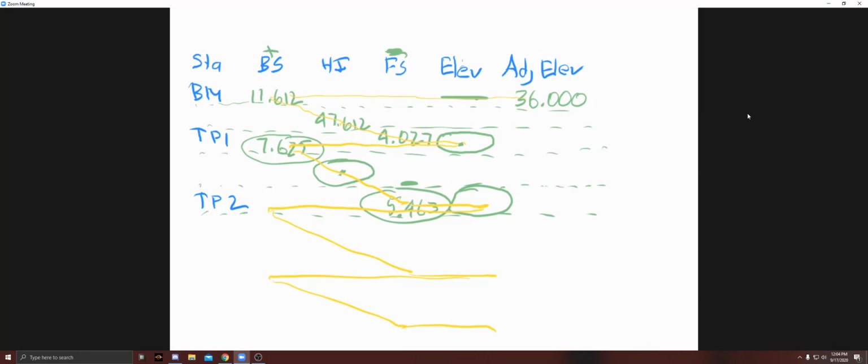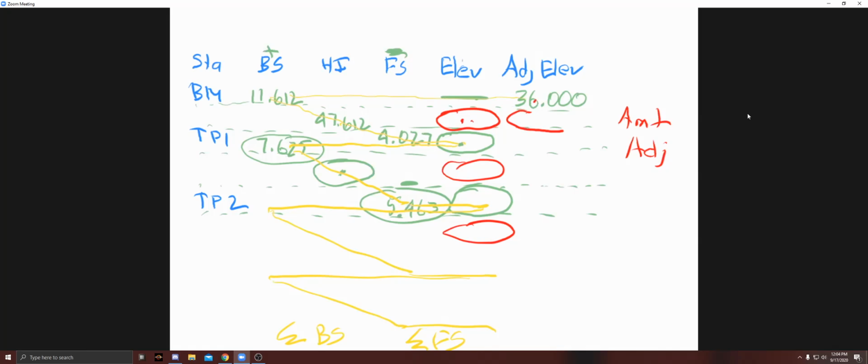And then when you sum your backsights and sum your foresights and calculate your adjustments, you'll come up here, and on this row, you will put the amount to be adjusted. Amount of your adjustment goes there and here and here. So you take this plus or minus that to get your adjusted elevation. Okay. Any questions? Actually, no, this doesn't go here. Just the adjustment goes there. The adjusted elevation goes there. Let me erase that. Okay.